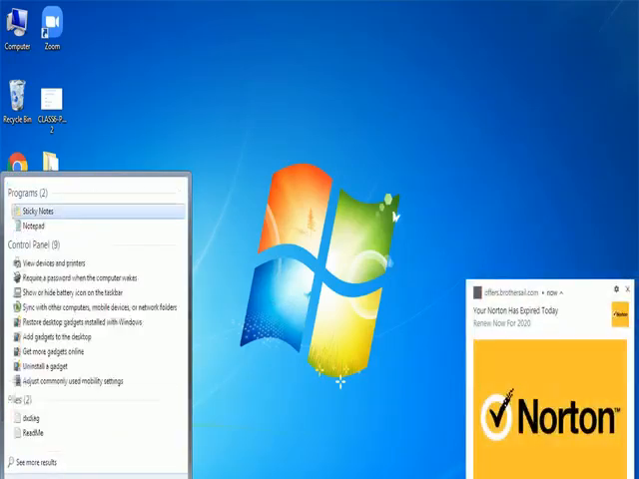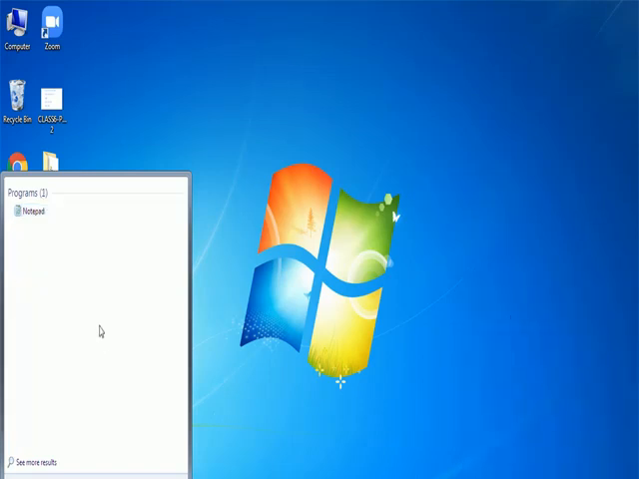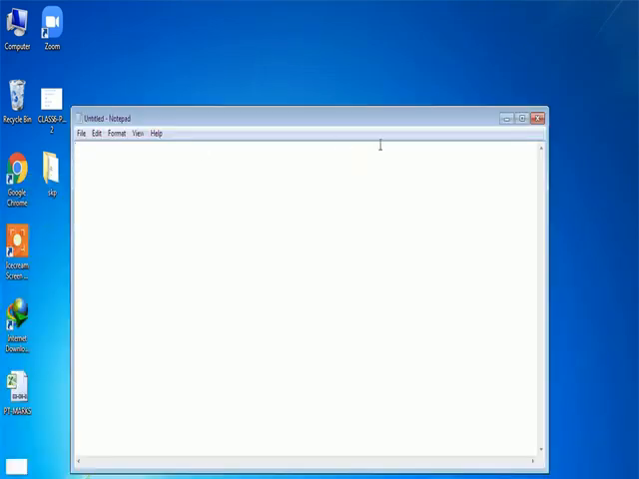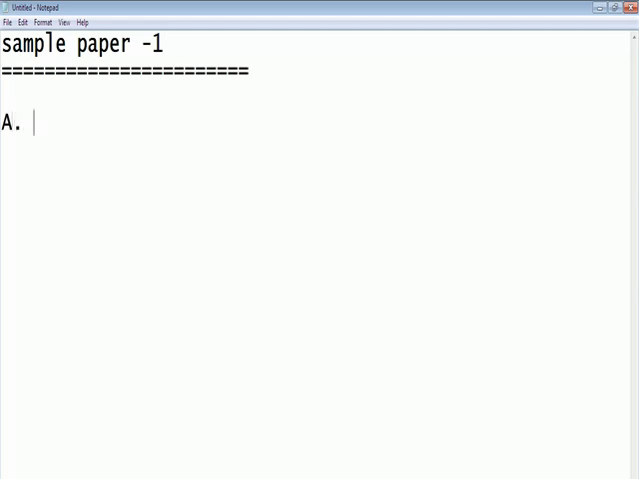Today I am going to discuss sample paper 1. Whatever questions are there in sample paper 1, every question I will discuss today. So the first one is A, fill in the blank.